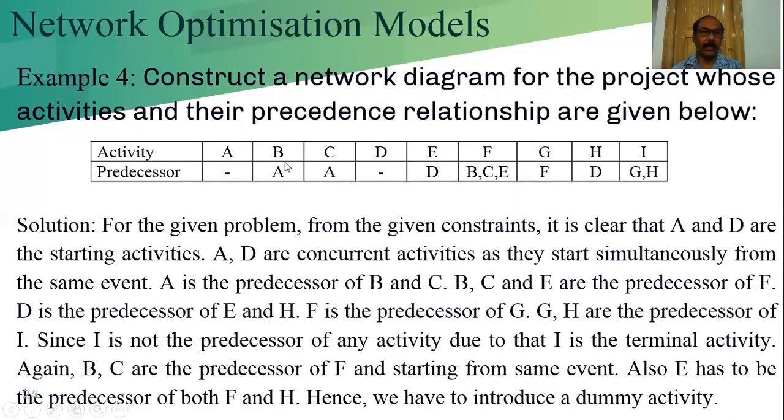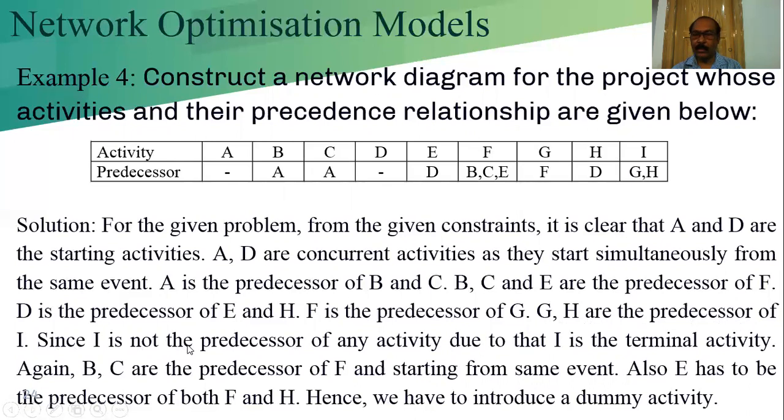A is the predecessor of B. Also, A is the predecessor of C. B, C and E are the predecessors of F. So unless we complete B, C, E, we cannot start F. And D is also the predecessor of E. D is the predecessor of E and H. F is the predecessor of G. G and H are the predecessors of I.